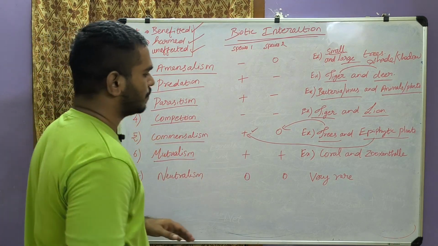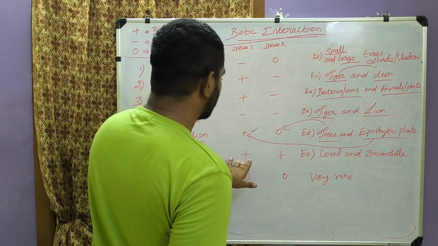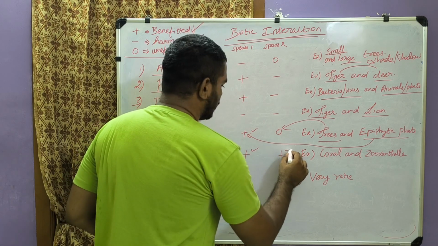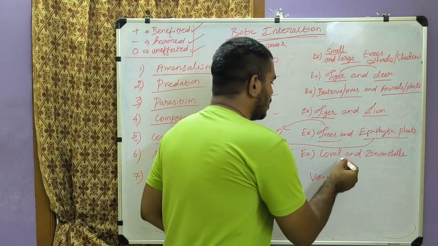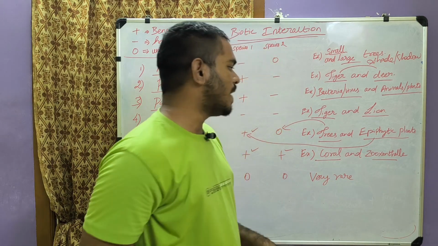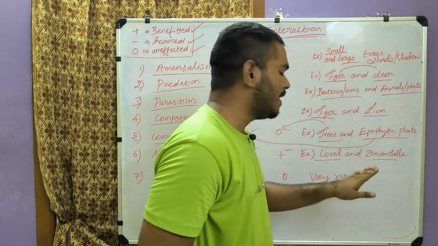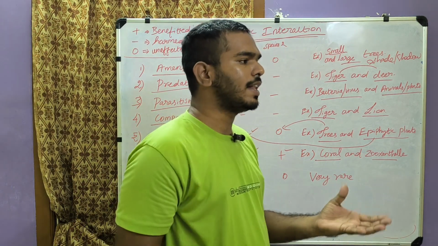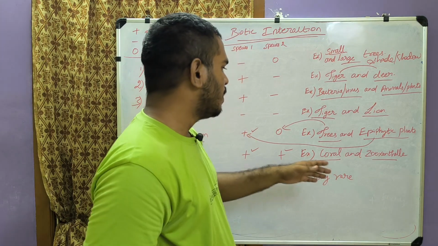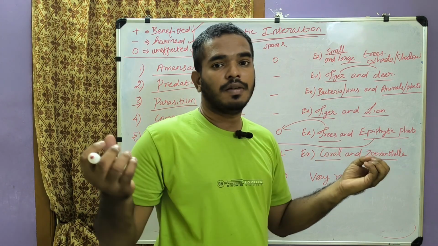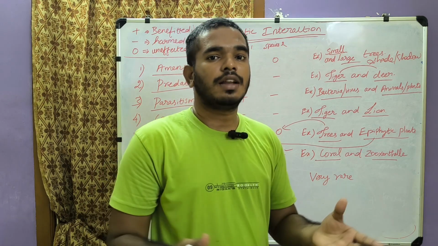Next, mutualism. In mutualism, both the species will get benefited. Take for example coral and zooxanthellae. In the sea, coral and zooxanthellae depend upon each other for their survival.